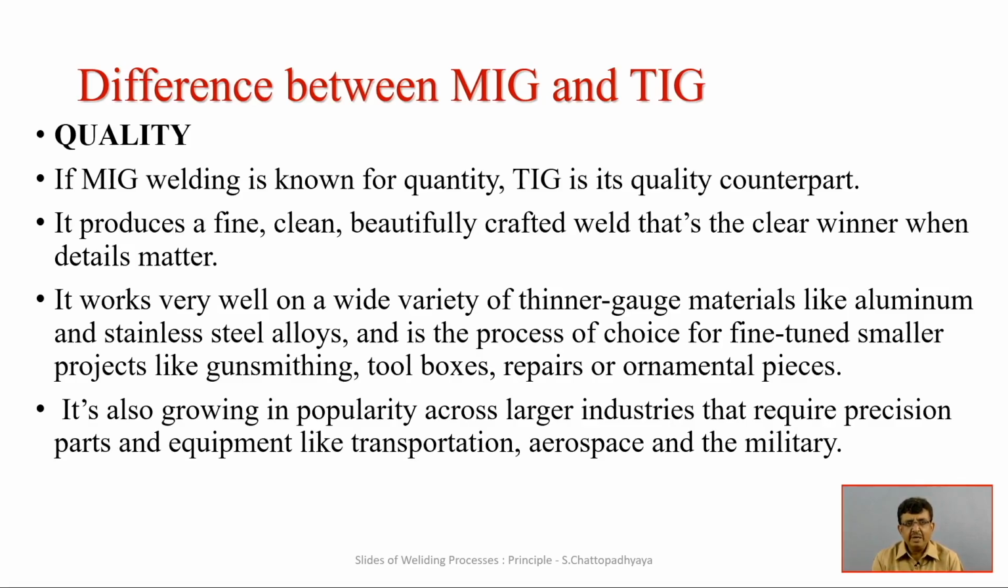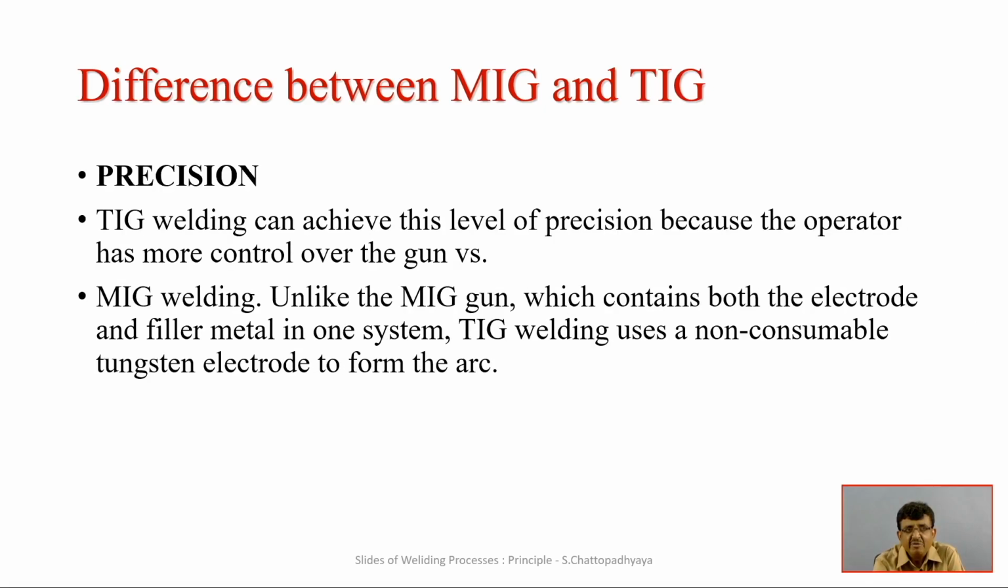It is also growing in popularity across larger industries that require precision parts. Even in bigger industries today, they are going for precise products and components, like transportation and aerospace. They are also thinking of using TIG, because better quality comes out of it. Precision TIG welding can achieve this level of precision, and we can get better, more precise results from TIG in comparison to MIG.